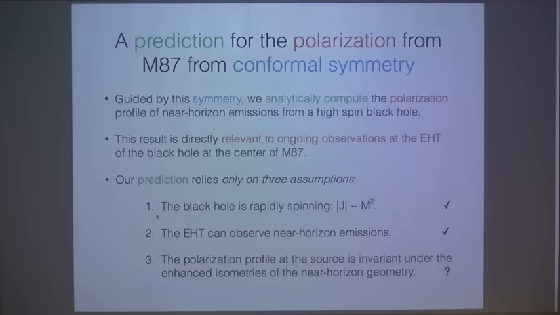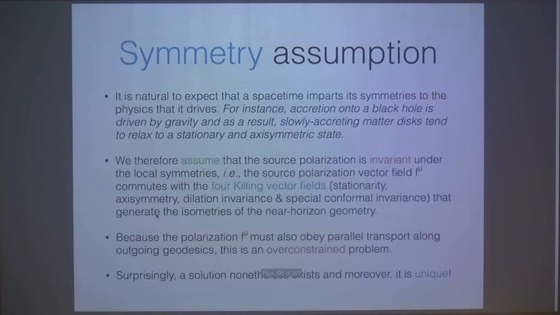And that's because our prediction relies only on three assumptions. One, that the black hole is rapidly spinning, and M87 is known to be above 98% of extremality. Two, that the Event Horizon Telescope can observe near-horizon emissions, and they hope to get 20 pixels across the horizon. And three, that the polarization profile of the source is invariant under the enhanced isometries of the near-horizon geometry. And that's a natural assumption to make in astrophysics.